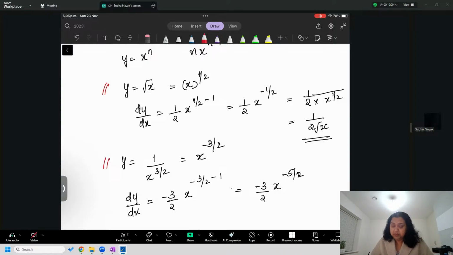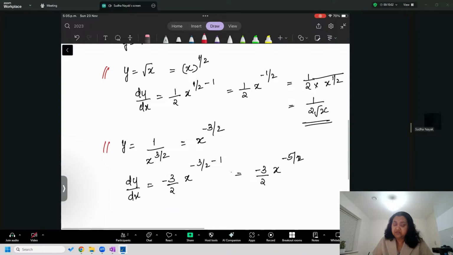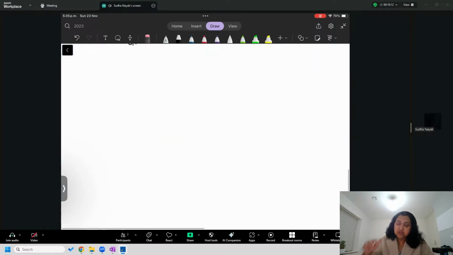Okay, most of the people might find this difficult, so please remember, if it is a root x, you have to put it as the power 1 over 2, and if it is in the denominator, you have to bring it to the numerator and put it as a minus power. Okay, so these are the two things. Now the second thing is the product rule and the quotient rule. Product rule and, okay, I'll just write it here, quotient rule.